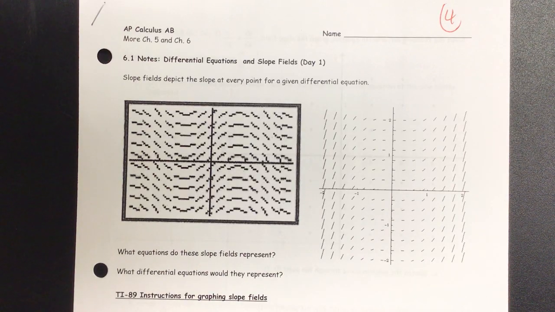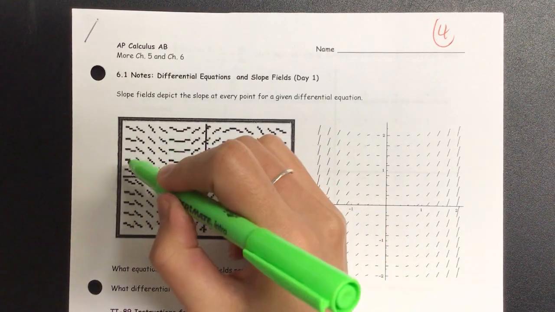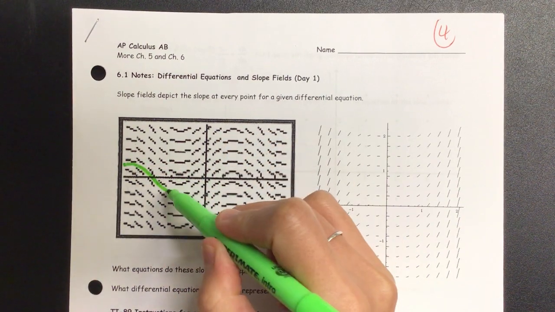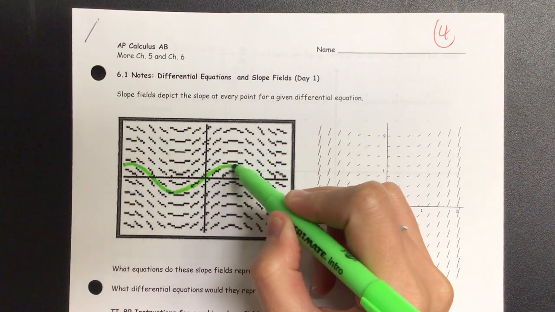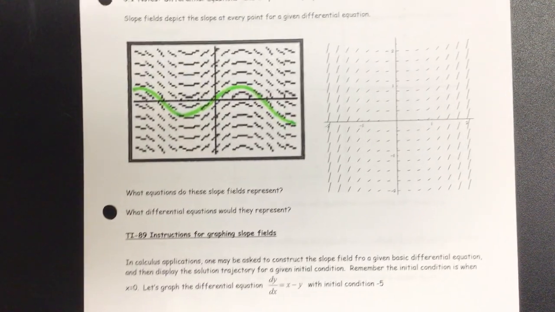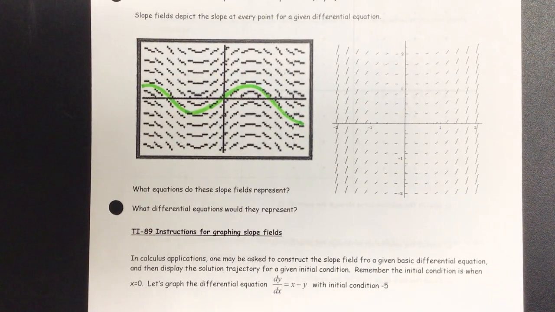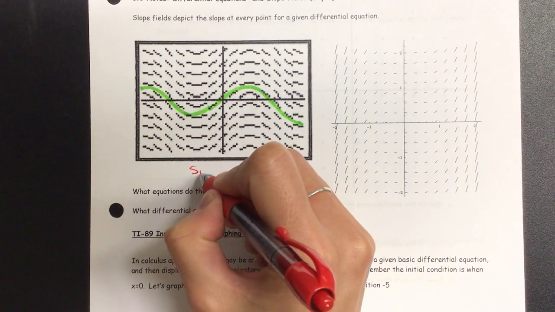So let's go ahead and graph in general the slope field that we see. And I'm just going along one of the lines that's kind of parallel to each other. What parent function does this look like from last year? Sine.